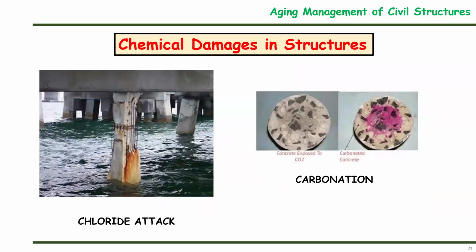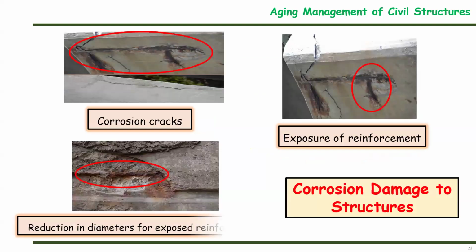Chemical damages in structures basically occur due to two factors. One is chloride attack, another one is carbonation. This slide basically shows the corrosion damage to the structure.